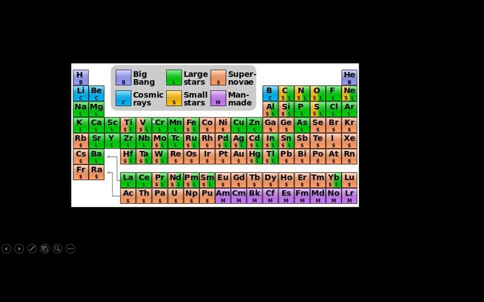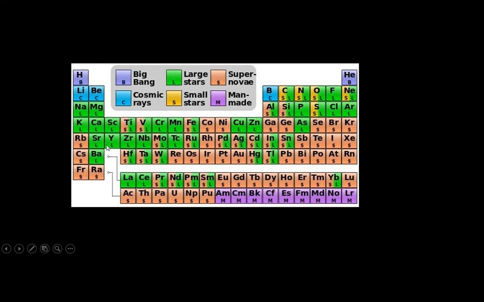So the rest of the elements, or I should say most of the rest of the elements, are made from large stars when they go through the process of fusion. And then there's some tricky things that happen, but essentially iron is kind of the limit under a normal process of fusion in a normal star. And then pretty much everything after iron is made when stars explode in supernovas.